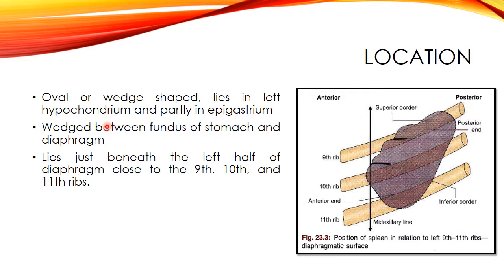So this wedge-shaped organ is basically wedged between the fundus of the stomach and the diaphragm, and it lies just beneath the left half of the diaphragm, close to the 9th, 10th and the 11th ribs. Over here we can see that these are the 9th, 10th and the 11th ribs which are overlying the spleen, and between these ribs and the spleen is the diaphragm, which is separating it from them, and these ribs are also leaving certain markings or impressions on the diaphragmatic surface of the spleen.